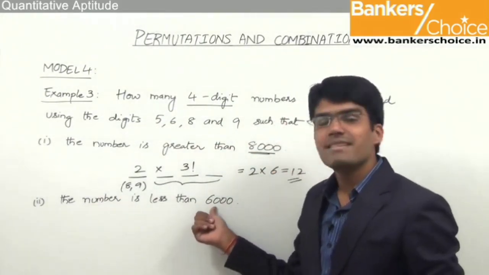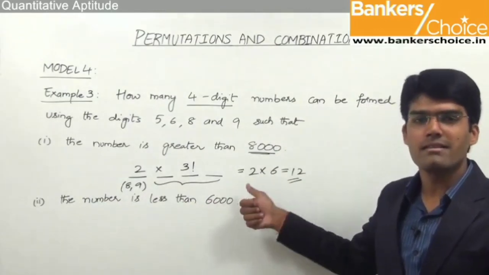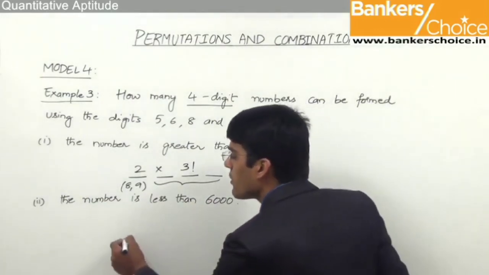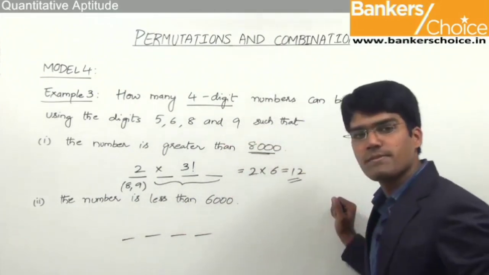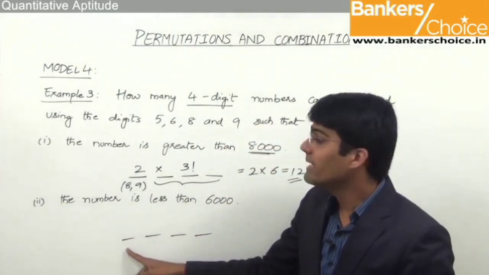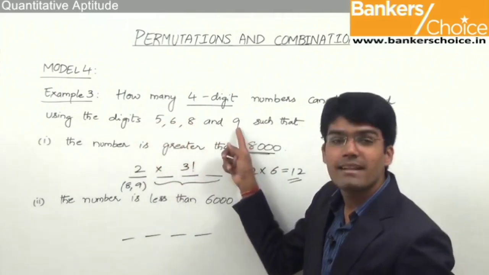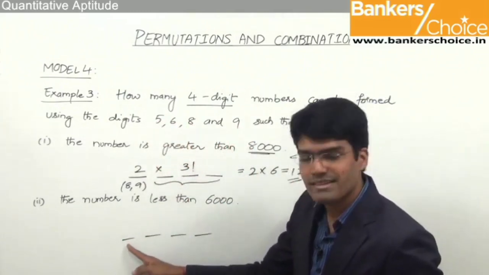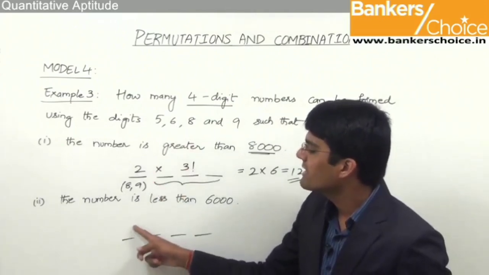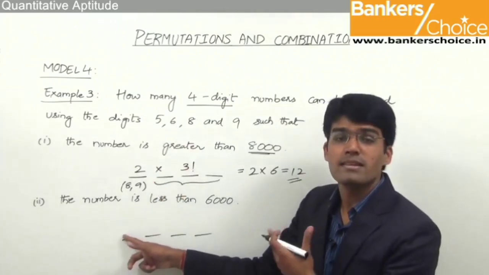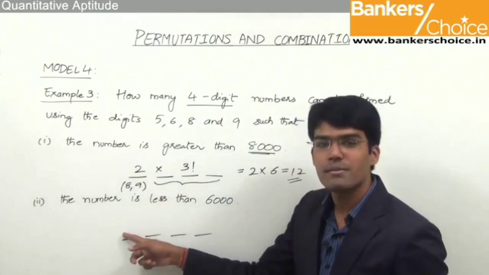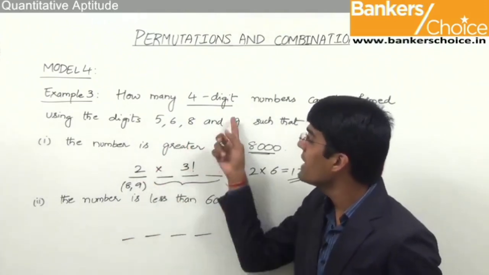The number should be less than 6,000. So this is like a similar condition, but the only point here is number has to be less than 6,000. Now again, since we are forming 4-digit numbers, we have got 4 positions. Now if we want the number to be less than 6,000, very clearly the given digits are 5, 6, 8 and 9. So if we want the number to be less than 6,000, first position here cannot be occupied by 6. Why? Because once the thousands place is 6, number becomes 6,000 or more than 6,000. We want it to be less than 6,000. So it cannot be occupied by 6. And it cannot be occupied by 8 or 9.